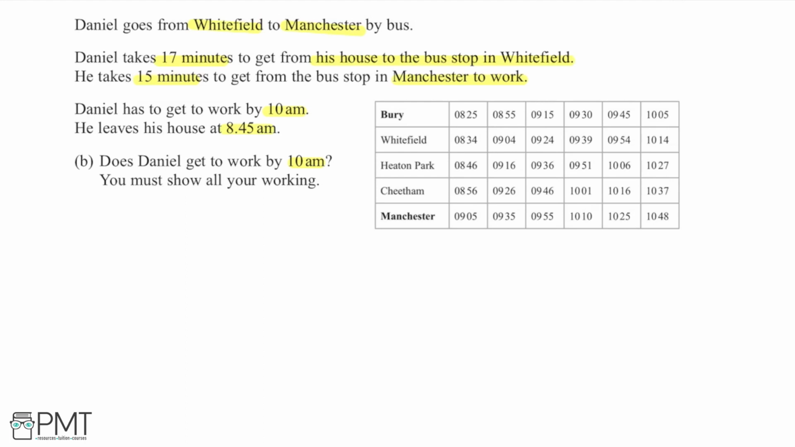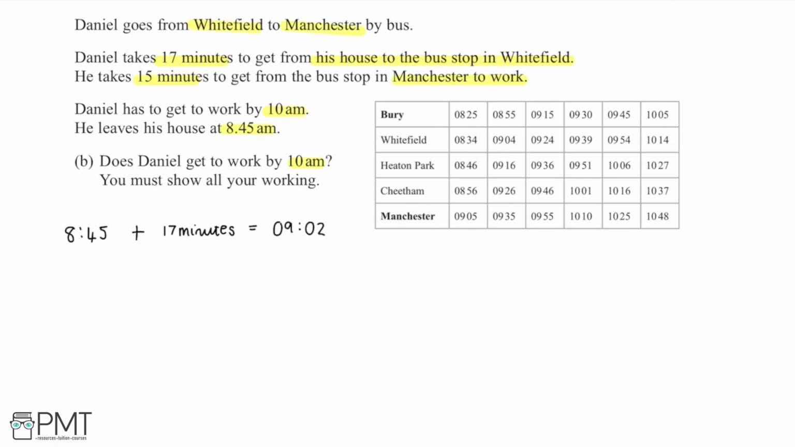So here we're told he leaves his house at 8:45 a.m. So if I take this 8:45, I need to add on the time that it takes for him to walk to the bus stop from his house, which I'm told here is 17 minutes. So if I add on 17 minutes here, this is going to take me to the next hour. So if we add on 15, we're going to get to 9 o'clock, and then we need to add on that extra 2 to get to 17. So that gives us a time of 9:02 a.m.